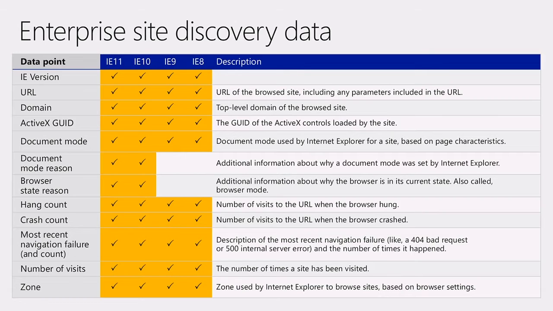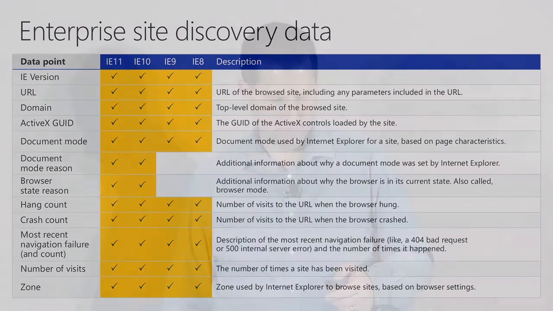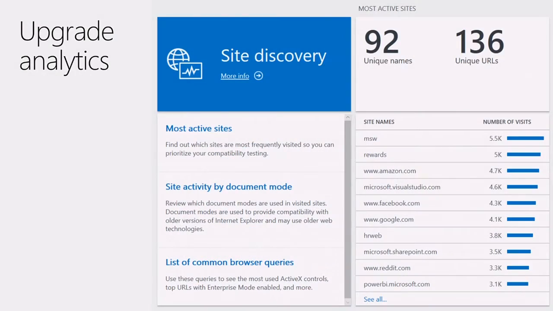If you're interested in more information about Enterprise Site Discovery, we do have a lot of information on TechNet. Do a search on Enterprise Site Discovery Toolkit for a downloadable toolkit that contains some sample PowerShell scripts and some SCCM sample queries. And of course, you can also plug this into Upgrade Analytics, as I mentioned before. This can gather information about what sites are being visited and what document modes those sites are being rendered in.